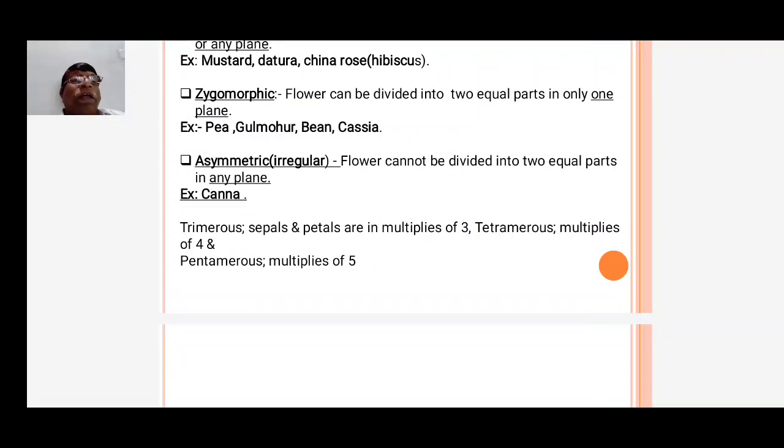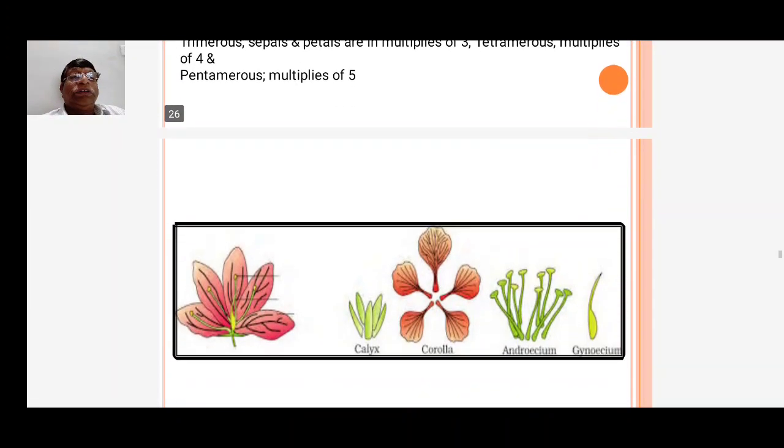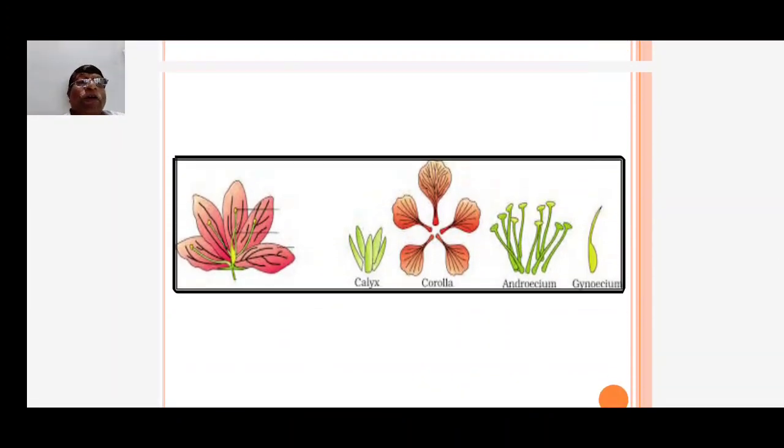Next, sometimes a flower is described as trimerous, tetramerous, pentamerous. If the sepals and petals are in multiples of 3, trimerous. If they are in multiples of 4, tetramerous. If they are in multiples of 5, pentamerous. A flower is described like that. Okay, see the flower, the floral parts, calyx, corolla, androecium and gynoecium. The diagram.